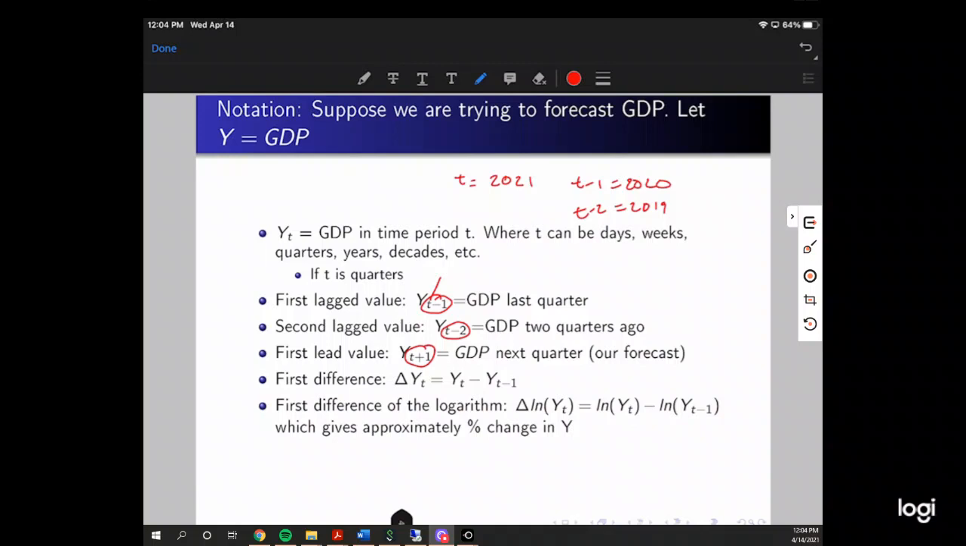The first difference is today's minus yesterday's, or this quarter minus last quarter, or this year minus last year. And we write the difference as this triangle. The first difference of the logarithm, the change in the log of Y_t, is the log Y_t minus the log of Y_t minus 1, which gives us approximately a percent change in Y.